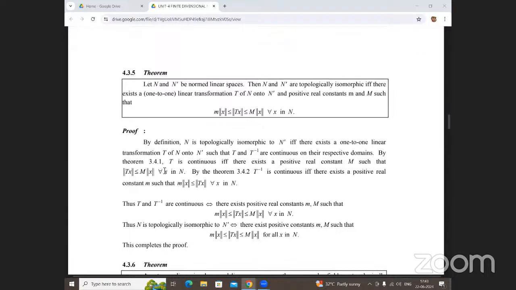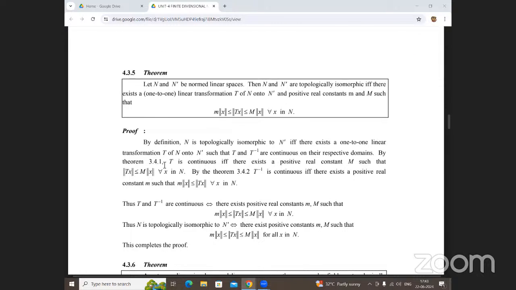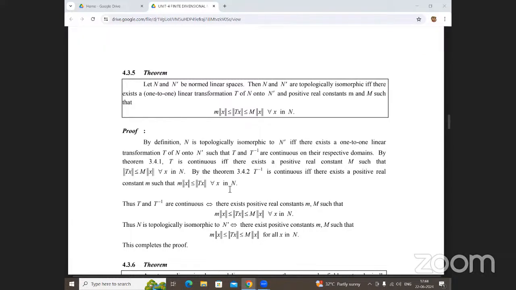T is continuous, and T is continuous at the origin, is the second condition, and the third is that the mapping of the normed linear space is also bounded. So by the first theorem of the third unit, the third condition is boundedness: norm Tx is less than or equal to M into norm x for all x belonging to capital N.